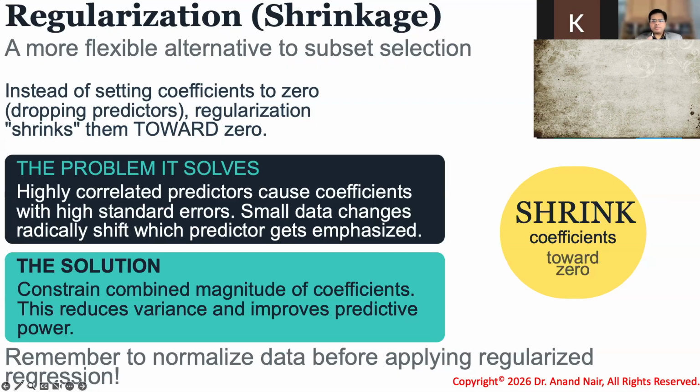So highly correlated predictors will cause unstable coefficients with high standard errors. These are the ones that will be first to be eliminated, and then they'll constrain some of this combined magnitude of coefficients so that the variance is reduced and the predictive power is increased.